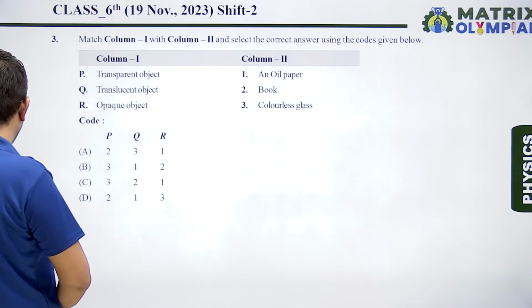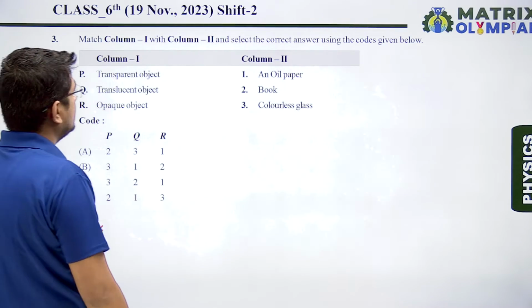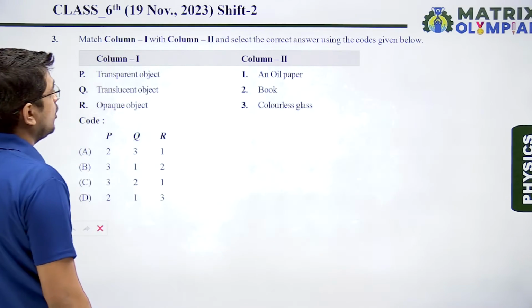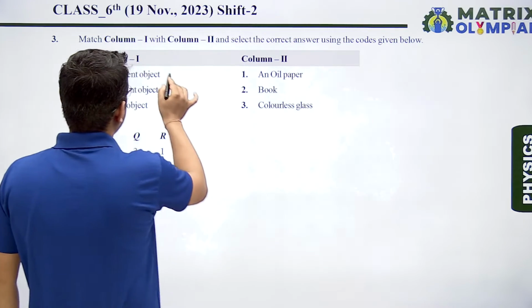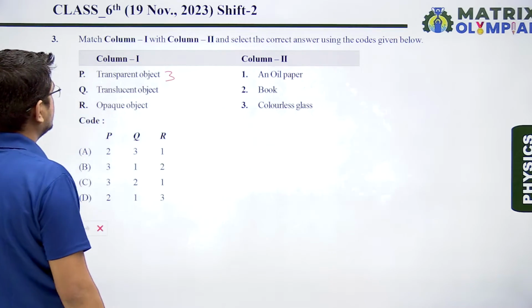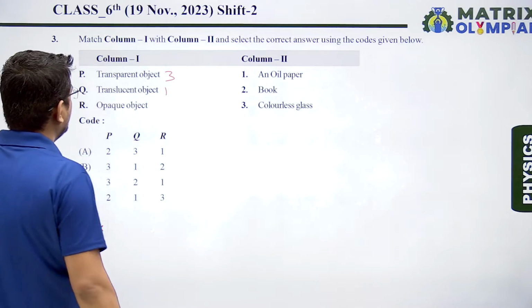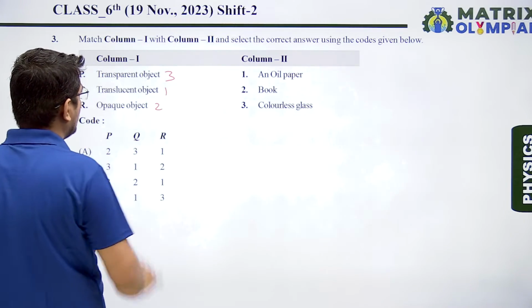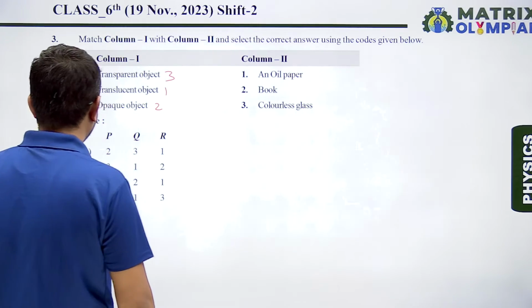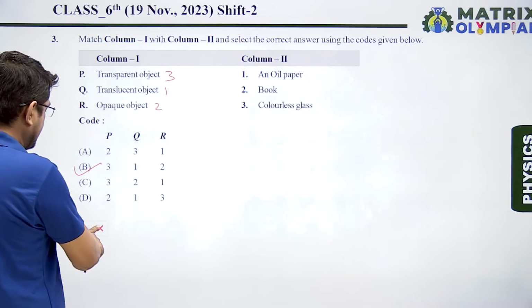Next, question number 3. We have to match column 1 with column 2. Transparent object: a colorless glass is a transparent object. Translucent object: an oil paper is a translucent object. Opaque object: a book is an opaque object. So the correct code is 312. That is option B is our correct answer.